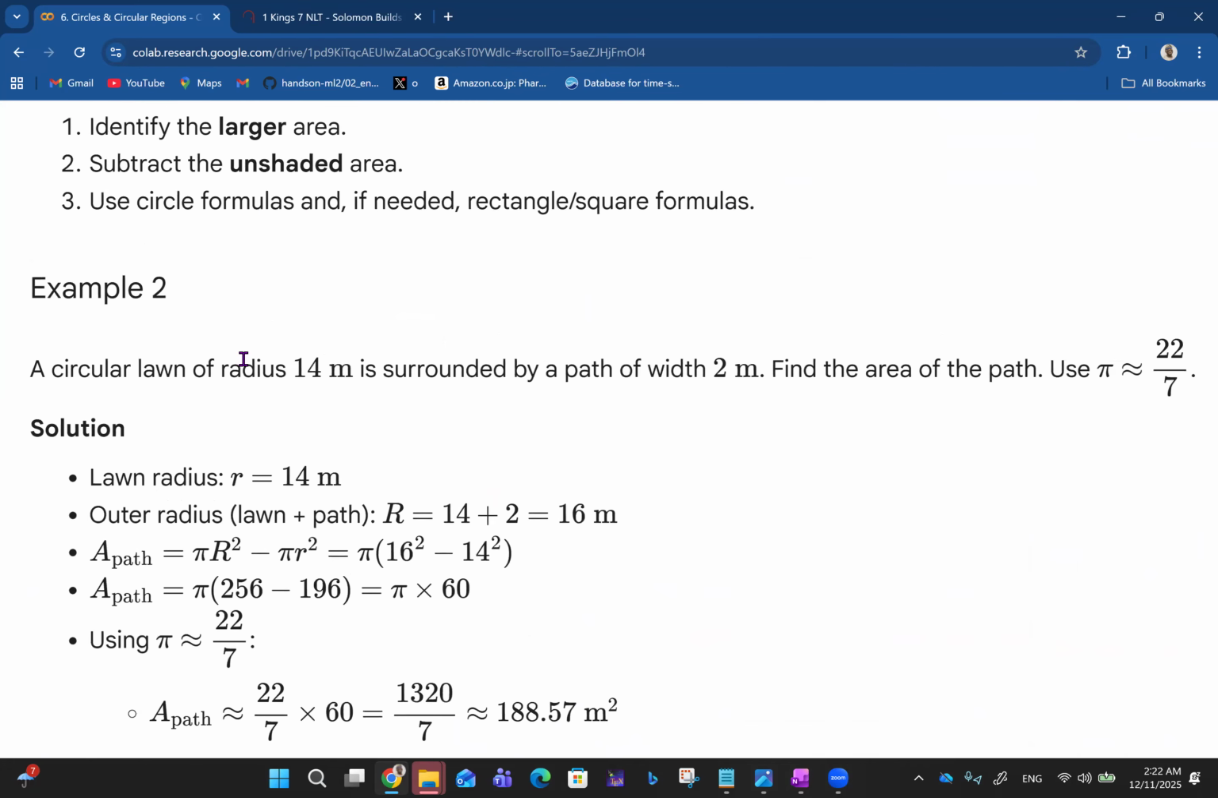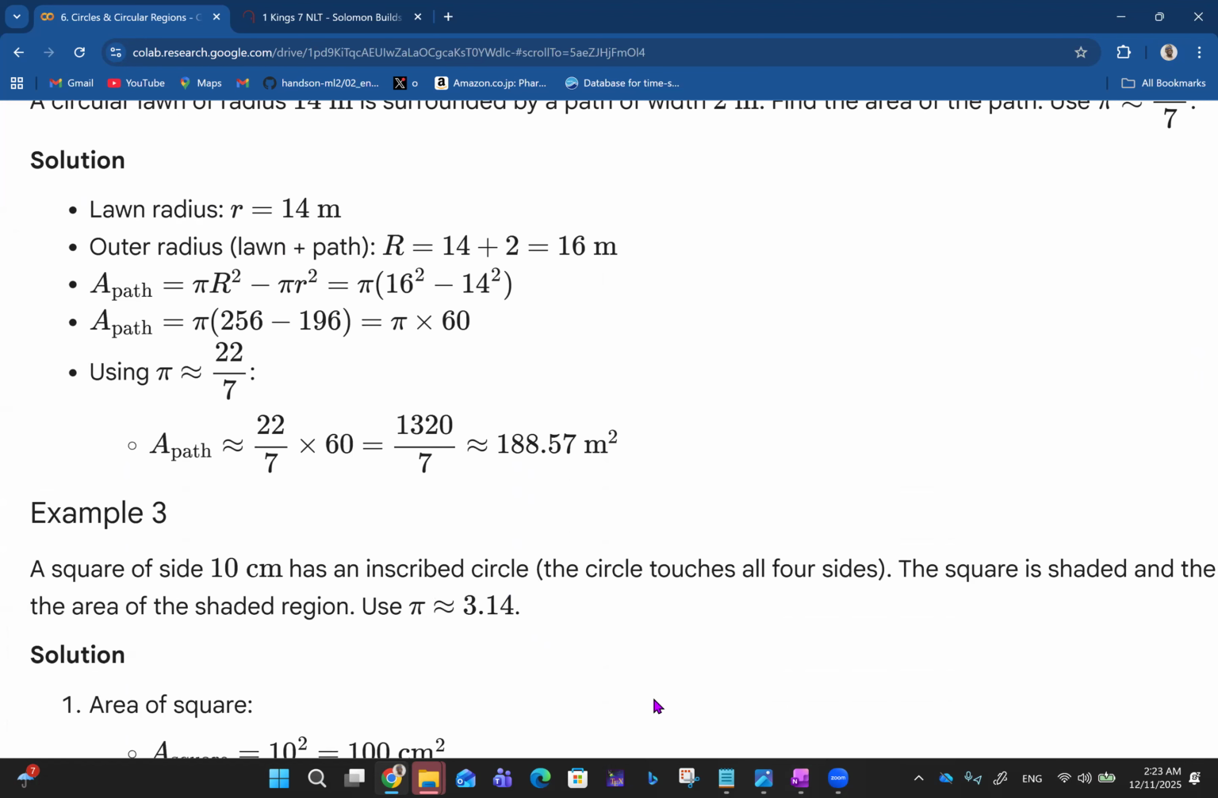A circular lawn of radius 14 meters is surrounded by a path of 2 meters. Find the area of the path. Use pi as 22/7. The lawn radius is 14 meters. Outer radius, lawn plus path, is 16 meters. So everything together is 16 meters, and you can then use pi r squared minus pi r squared. You do all of that, you get 188.57 meters squared.